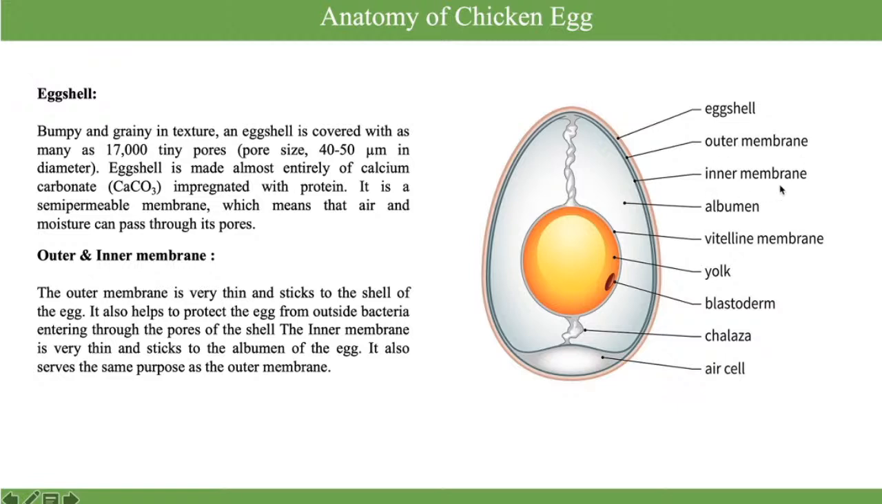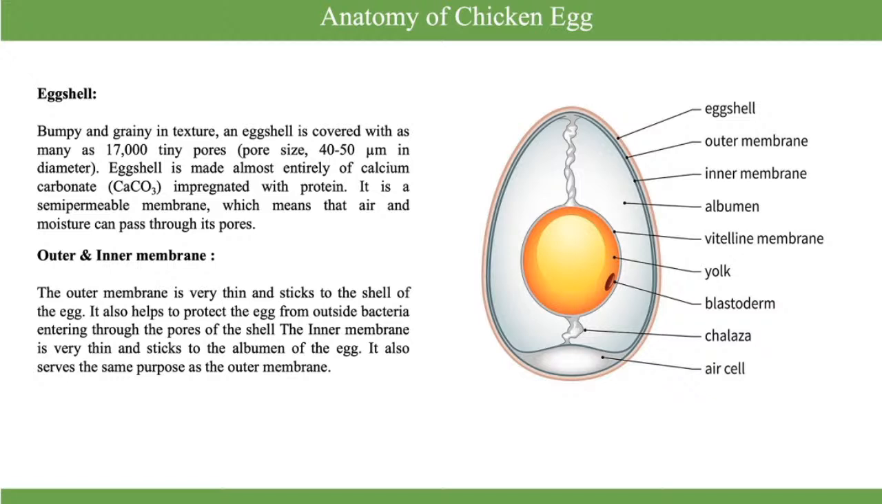Let's talk about the other two parts. We combine these two parts to discuss the outer membrane and the inner membrane. You can see these two lines over here. So the outer membrane is very thin and it sticks to the shell of the egg. When you break the shell, you can actually see a very thin layer. Sometimes you can see it attached with the eggshell. So that's the outer membrane.